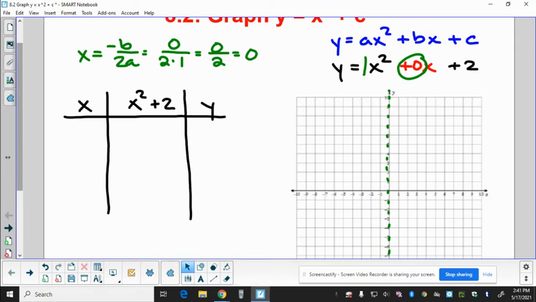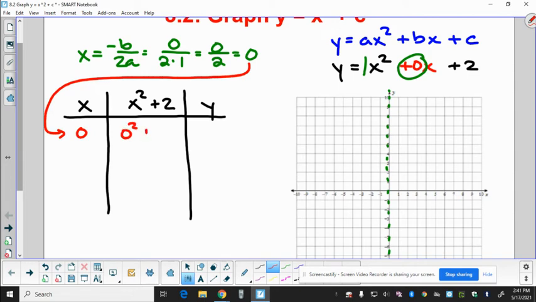Number one thing we do is find the vertex. So we take that number, substitute it into the formula, and you get the ordered pair 0, 2, and that's your vertex. Okay, so let's remember where that is. 0, 2 is right here. So that's the coordinates of your vertex.